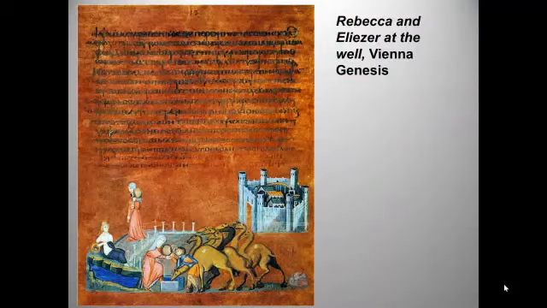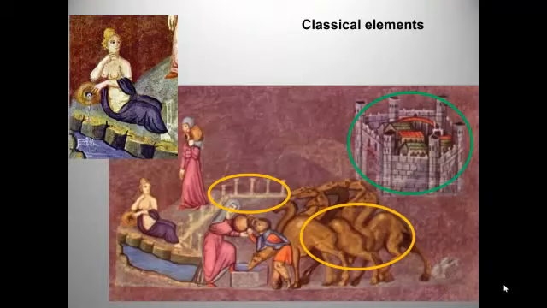Here's the second image from the Vienna Genesis. Again, we see continuous narrative, Rebecca coming to the well and just below her meeting with Jacob's representative and chosen servant Eleazar. We also see a number of classical elements, which I've circled. So what are they? Well, most obviously, I didn't actually circle this when I called it out.